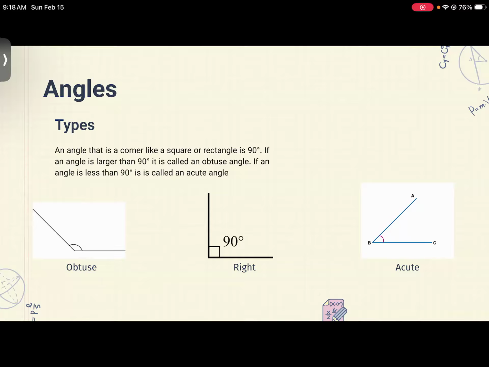So here we can see in the middle, this is a right angle because it is 90 degrees. And then if we just make the line smaller, the angle smaller, that's acute. If we make it larger than 90, that's obtuse.